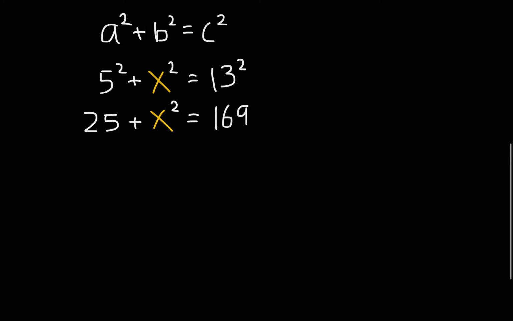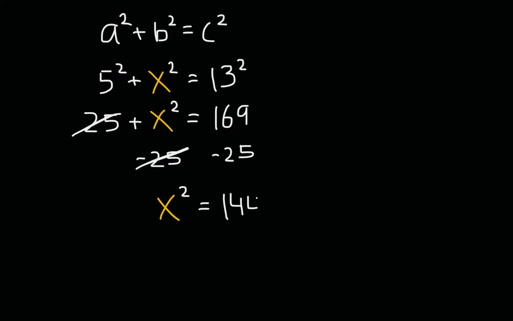All right. Now, let's subtract 25 from both sides to cancel out the 25 on the left side. So when you cancel that out on the left-hand side, you're left with x squared. And that is simply equal to 144.